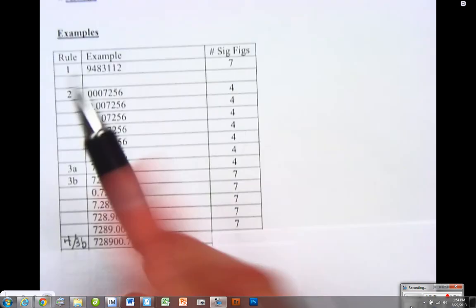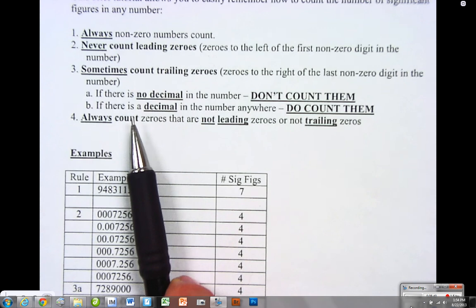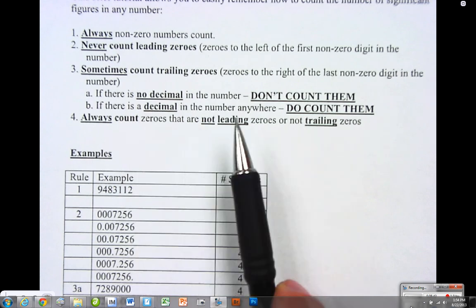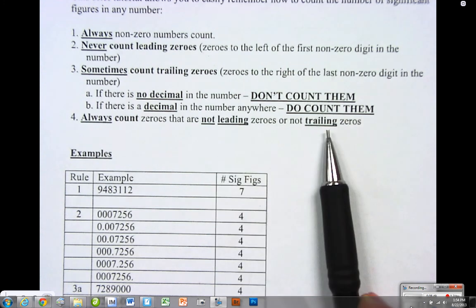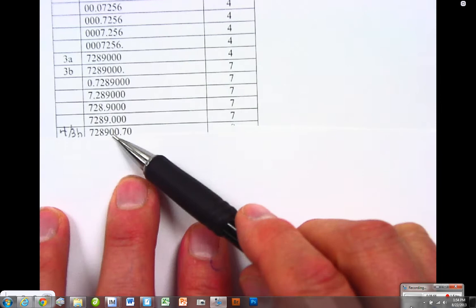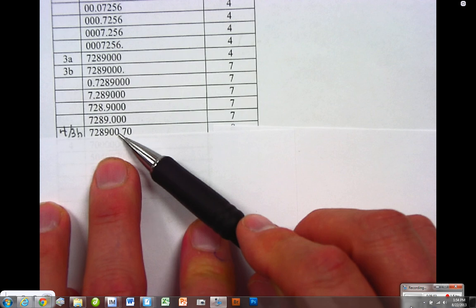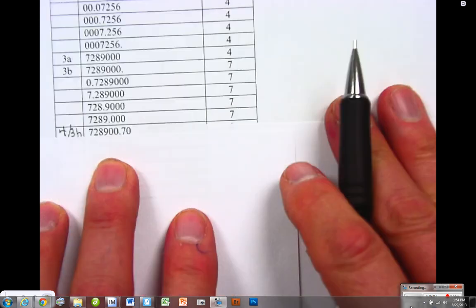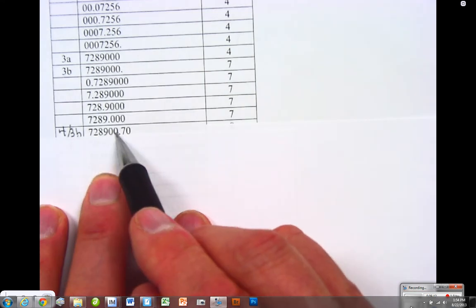Let's look at rule 4. What does it say? Always count zeros that are not leading and not trailing. That means they're in the middle, right? And so these guys being in the middle, in some rules that you'll see about sig figs, they call these captured zeros. You ever heard that term? We took over them. Captured. Yeah, it got taken over. Okay, so how many sig figs here? 8. 2, 3, 4, 5, 6, 7, 8.